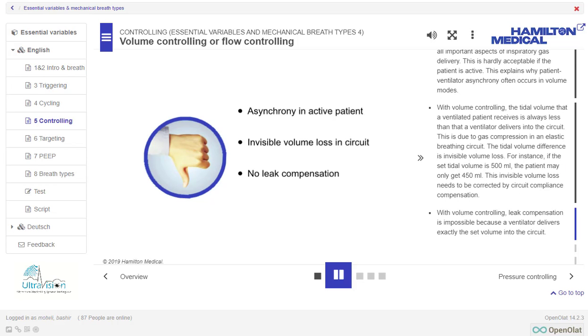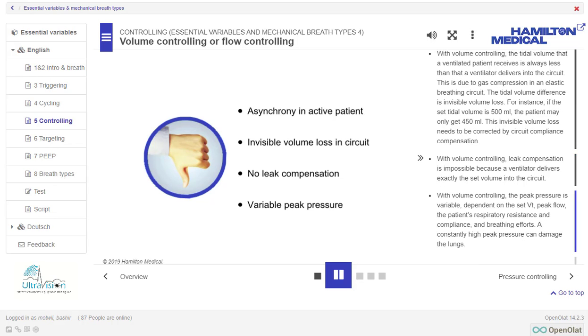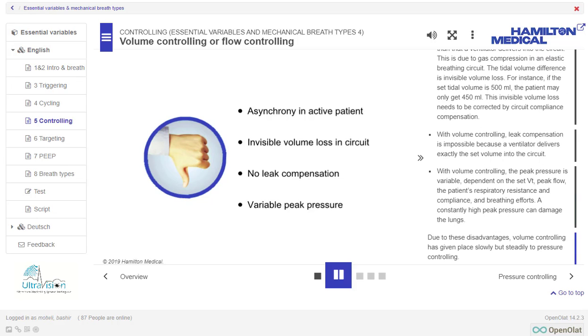With volume controlling, leak compensation is impossible because a ventilator delivers exactly the set volume into the circuit. With volume controlling, the peak pressure is variable, dependent on the set VT, peak flow, the patient's respiratory resistance and compliance, and breathing efforts. A constantly high peak pressure can damage the lungs. Due to these disadvantages, volume controlling has given place slowly but steadily to pressure controlling.